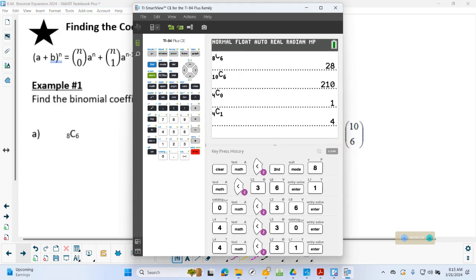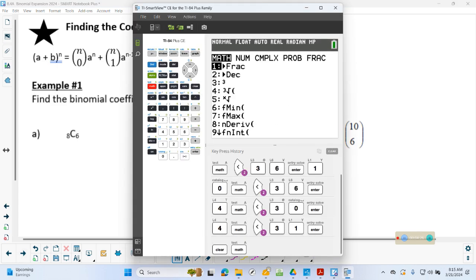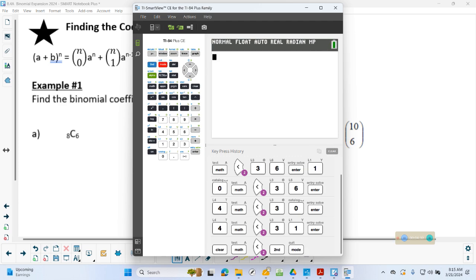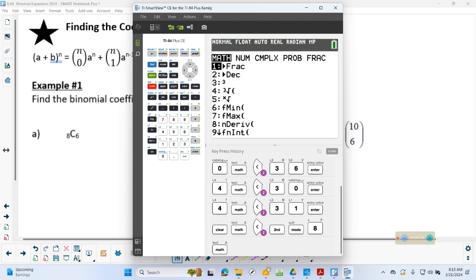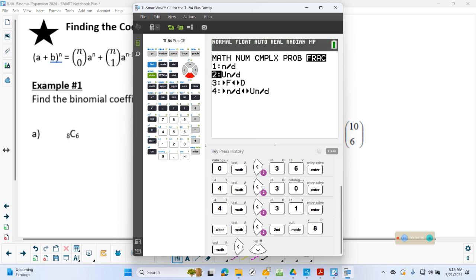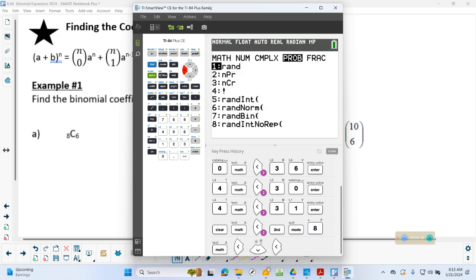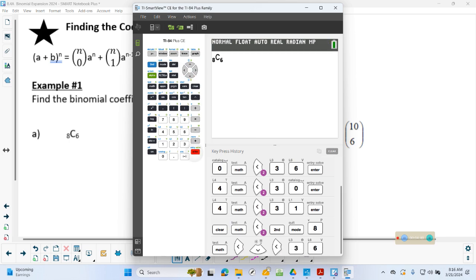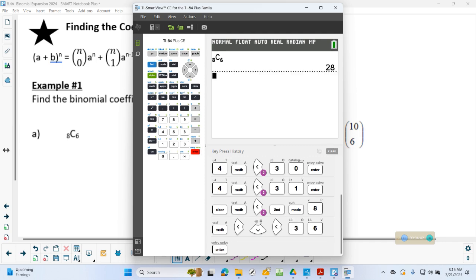So pull up your calculators here, and it's going to be in your math menu, over in probability, and you can see it's number 3. So if I want to type in example 1, I have to put the 8 in first, the subscript, math menu, probability, and then number 3. Let's put in the 6. Got it. So 28.